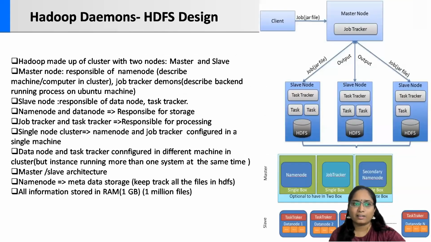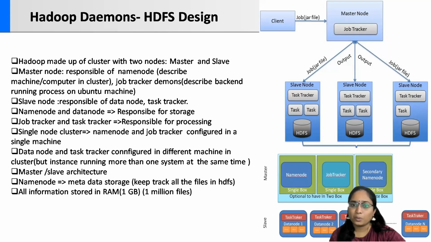So take these Hadoop daemons, that is the design of Hadoop. Hadoop is made up of a cluster with 2 nodes. Look at the diagram. One is the master node, and another is the slave node. What is the master node? It is responsible for the name node, and it has the job tracker daemon. It's mainly a backend running process on an Ubuntu machine.